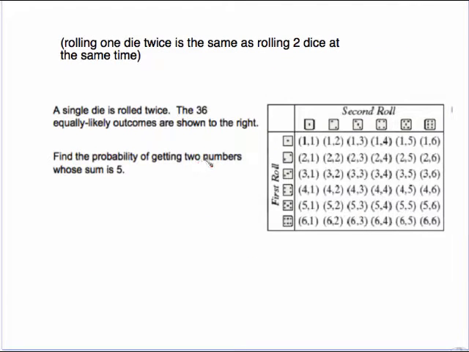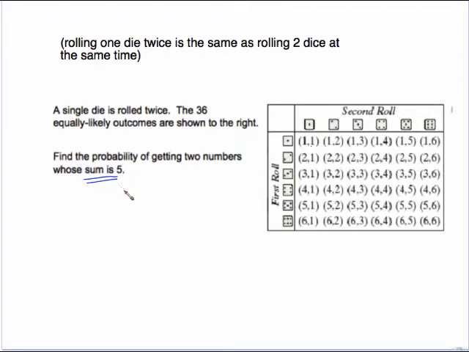Now, sometimes you're asked to roll 1 die twice, or they may say that they've rolled 2 dice at the same time. It's the same experiment, whether you roll 1 twice or roll 2 at the same time. So we're saying a single die is rolled twice. We have 36 equally likely outcomes shown here, meaning on the first die you got a 1, on the second die you got a 1. This right here might be you got a 3 on the first die, you got a 4 on the second die. And what they're asking us here is find the probability of getting these 2 numbers whose sum is 5, meaning they add up to 5.